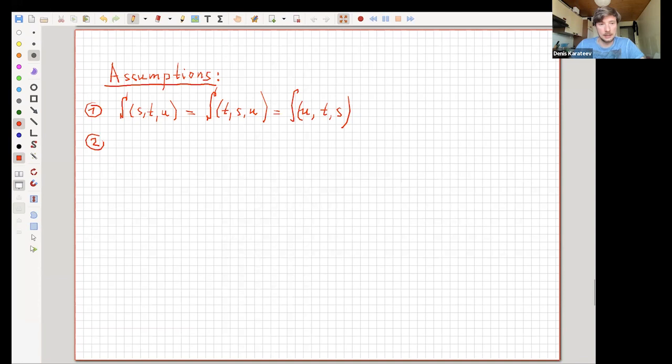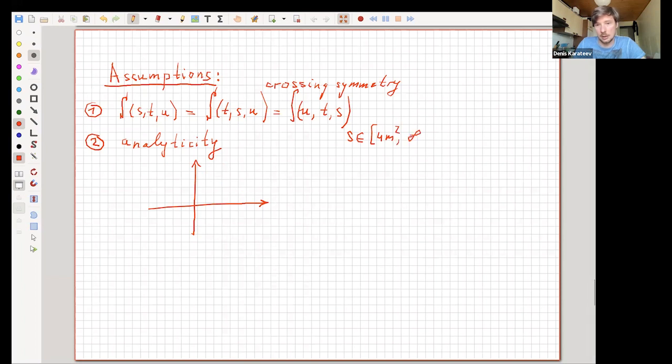The second assumption is analyticity. This is crossing symmetry, and here's analyticity. Basically, physical values of the S variable start from 4m², they are real, and they go to infinity. So this is the physical domain. And I think in this case, T is less than or equal to zero. This is the physical domain.